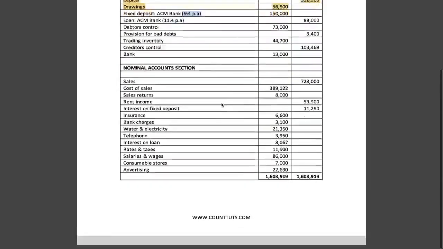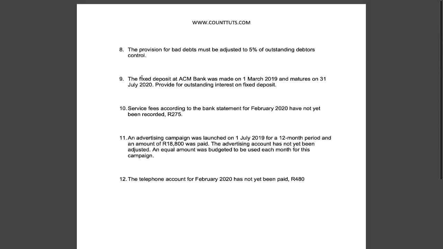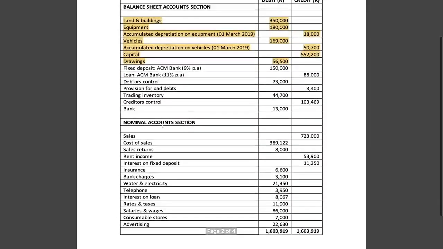Let's look at our note here. I know it's note number 9. We are told that the fixed deposit at ACM Bank was made on the 1st of March 2019 and matures on the 31st of July 2020. Provide for outstanding interest on fixed deposit. How do I know how much that outstanding interest is? Well, let's go and see here. I know it's in the nominal account section and we have interest on fixed deposit.